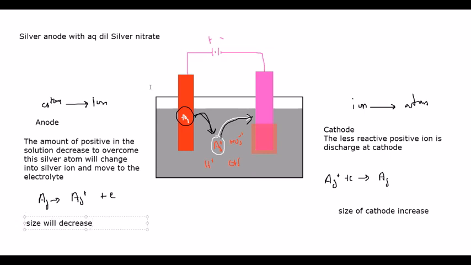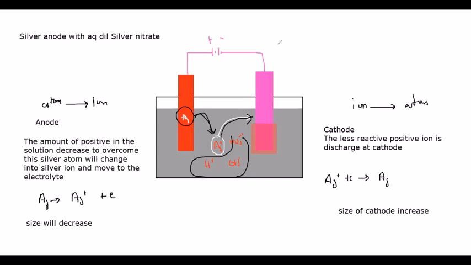So on one side, the cathode size is increasing, and the anode size is decreasing. For the electrolyte, there is no change because other ions will be there, and the amount of silver within the electrolyte is also not changing.